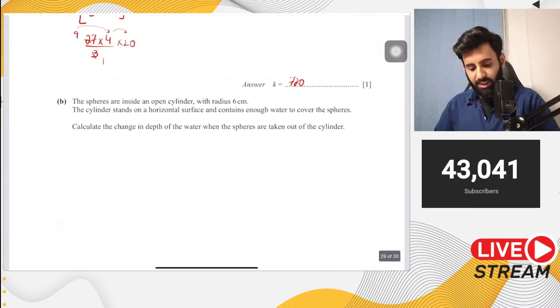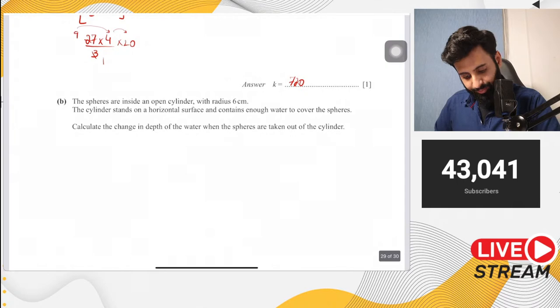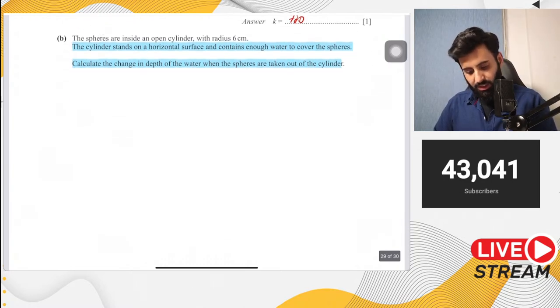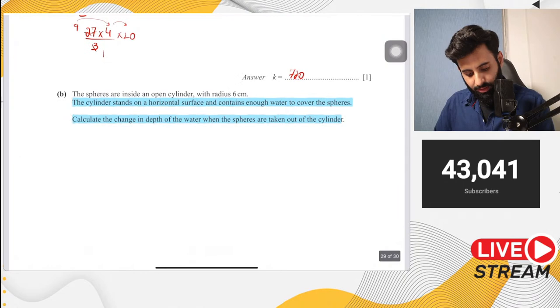Now here's part B. Part B says the spheres are inside an open cylinder with radius 6 centimeter. The cylinder stands on a horizontal surface and contains enough water to cover the sphere. Calculate the change in depth of the water when the spheres are taken out of the cylinder. Now, the change in depth will happen because of the spheres.